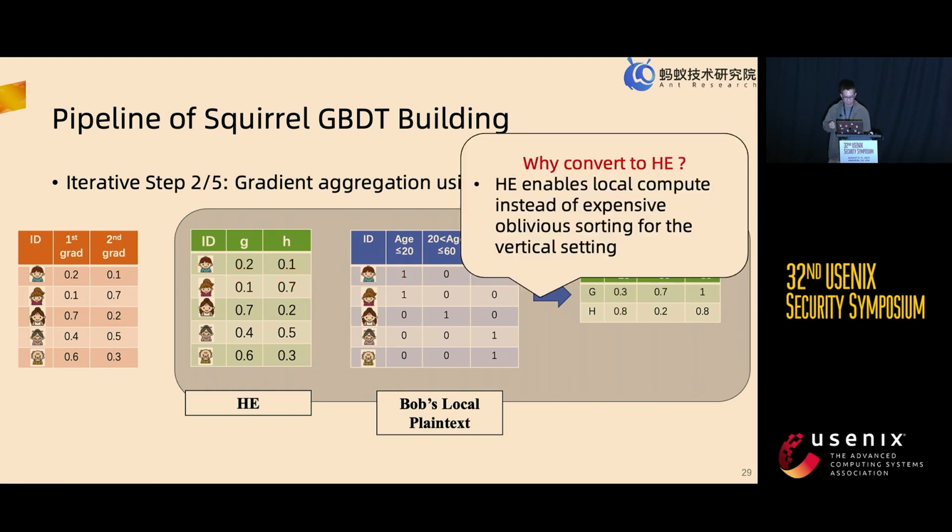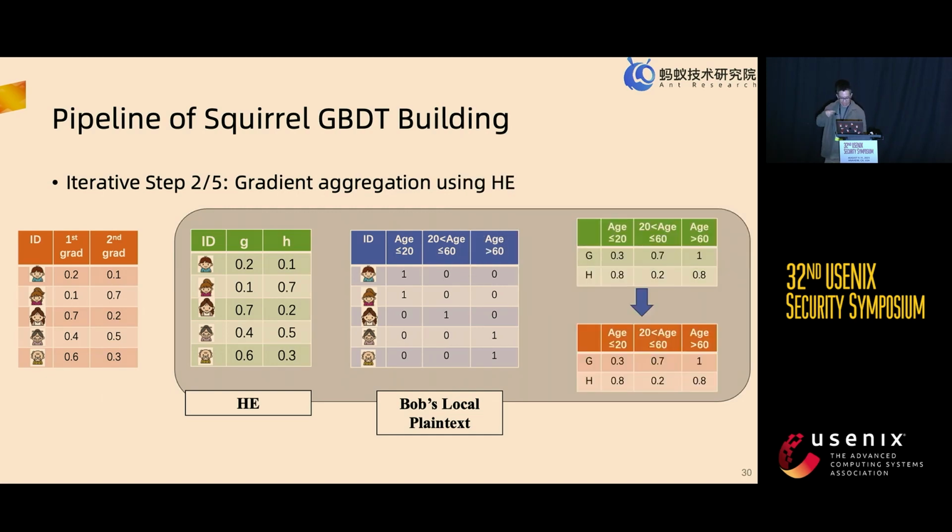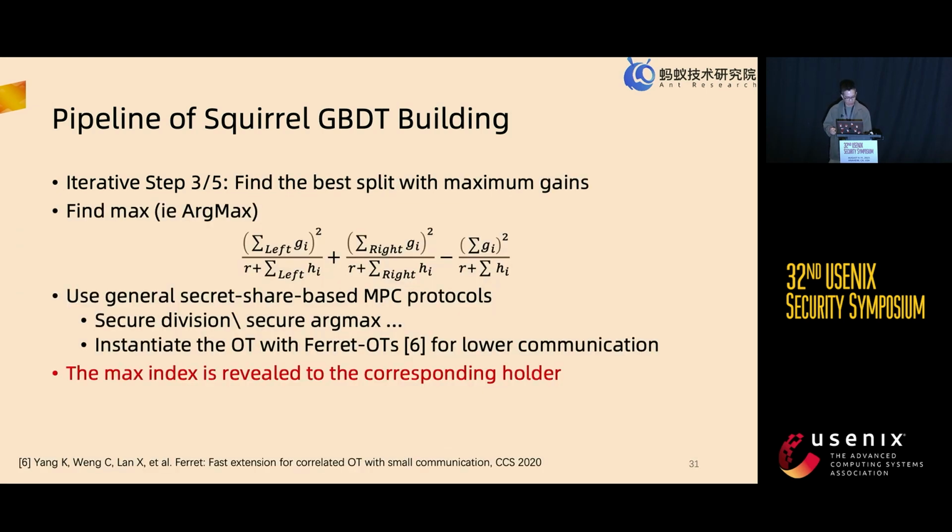The reason why we use HE is because it enables us to use some local computation instead of very expensive sorting in a 2PC manner, because we are doing the vertical setting. And finally, we will convert back to the secret share because we have to move to the next step to compute the maximum gain. Steps 3 to 5 simply follow the plaintext gradient boosted tree training, so we skip most of them.